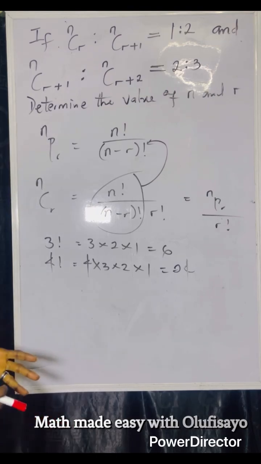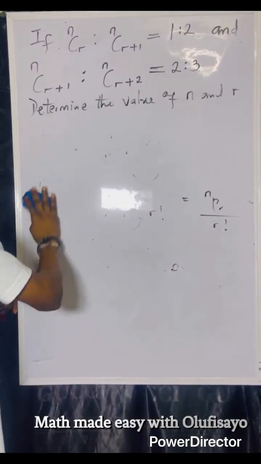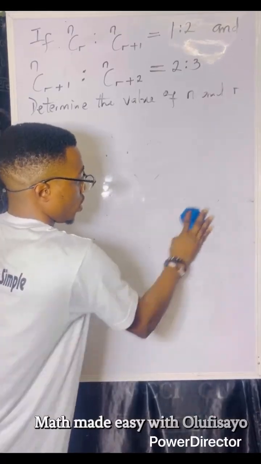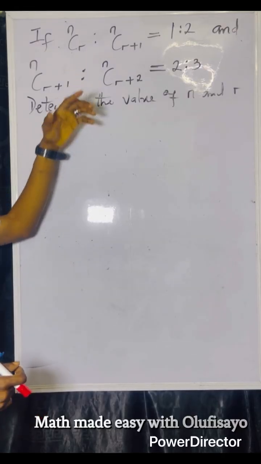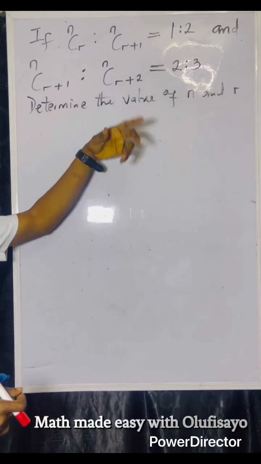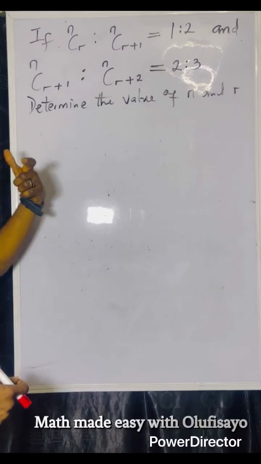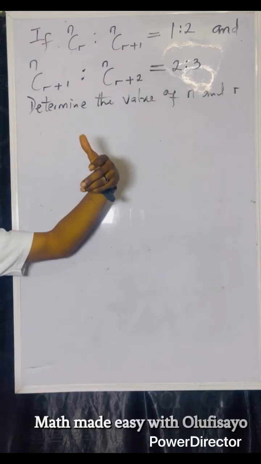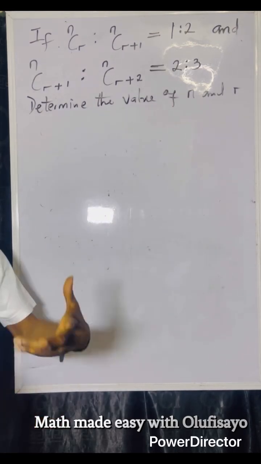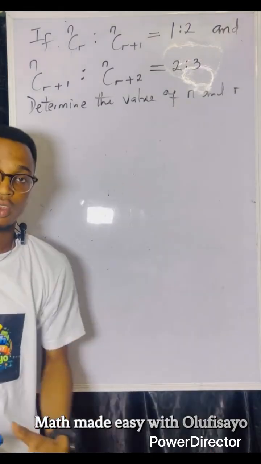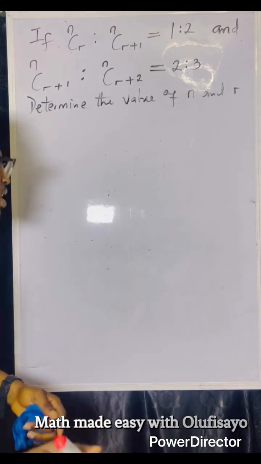Now, looking at this problem, let's solve it. The problem says if nCr to nC(r+1) is in the ratio 1:2, and nC(r+1) to nC(r+2) is in the ratio 2:3, determine the values of n and r. Of course, n and r assume particular values. So how do we find them? This is how it works.